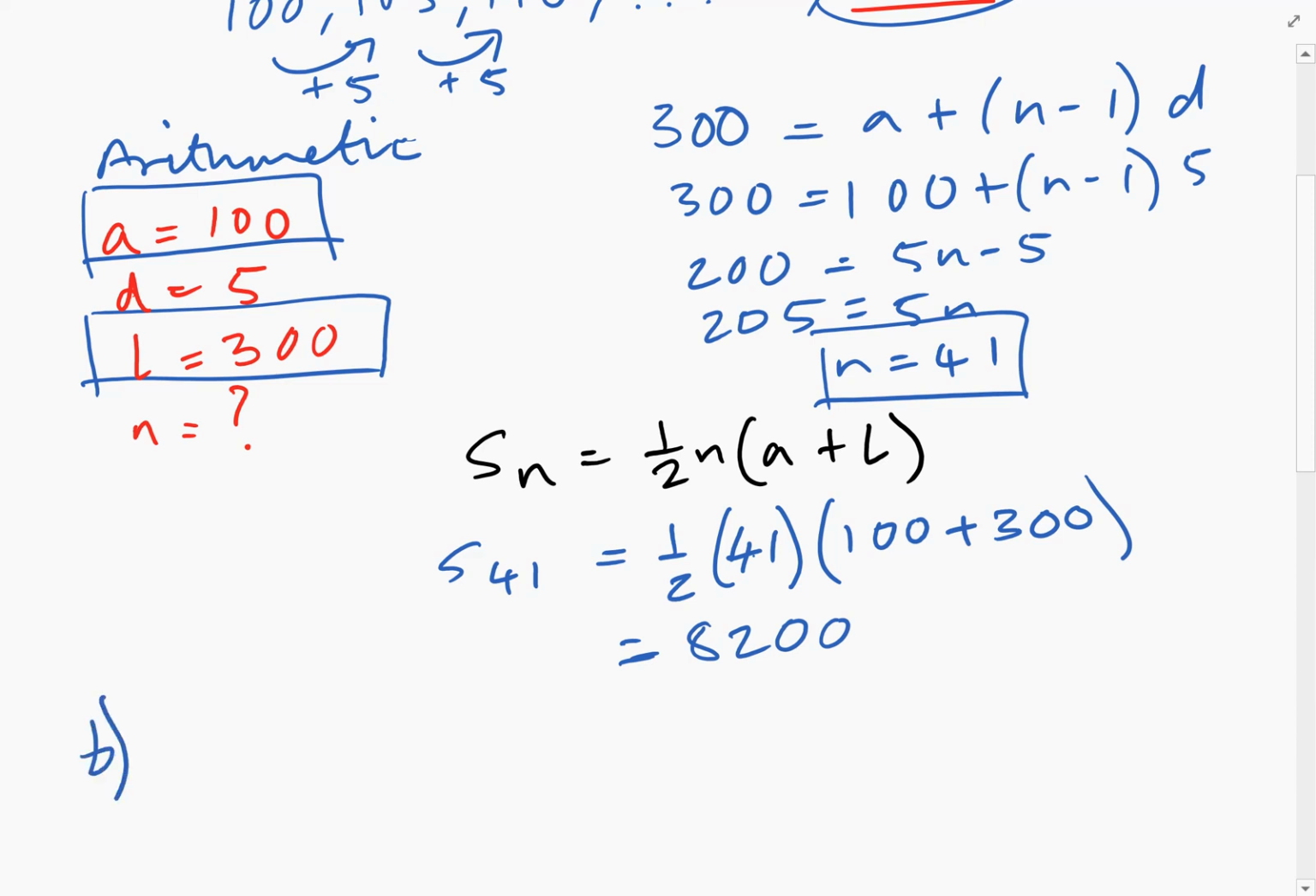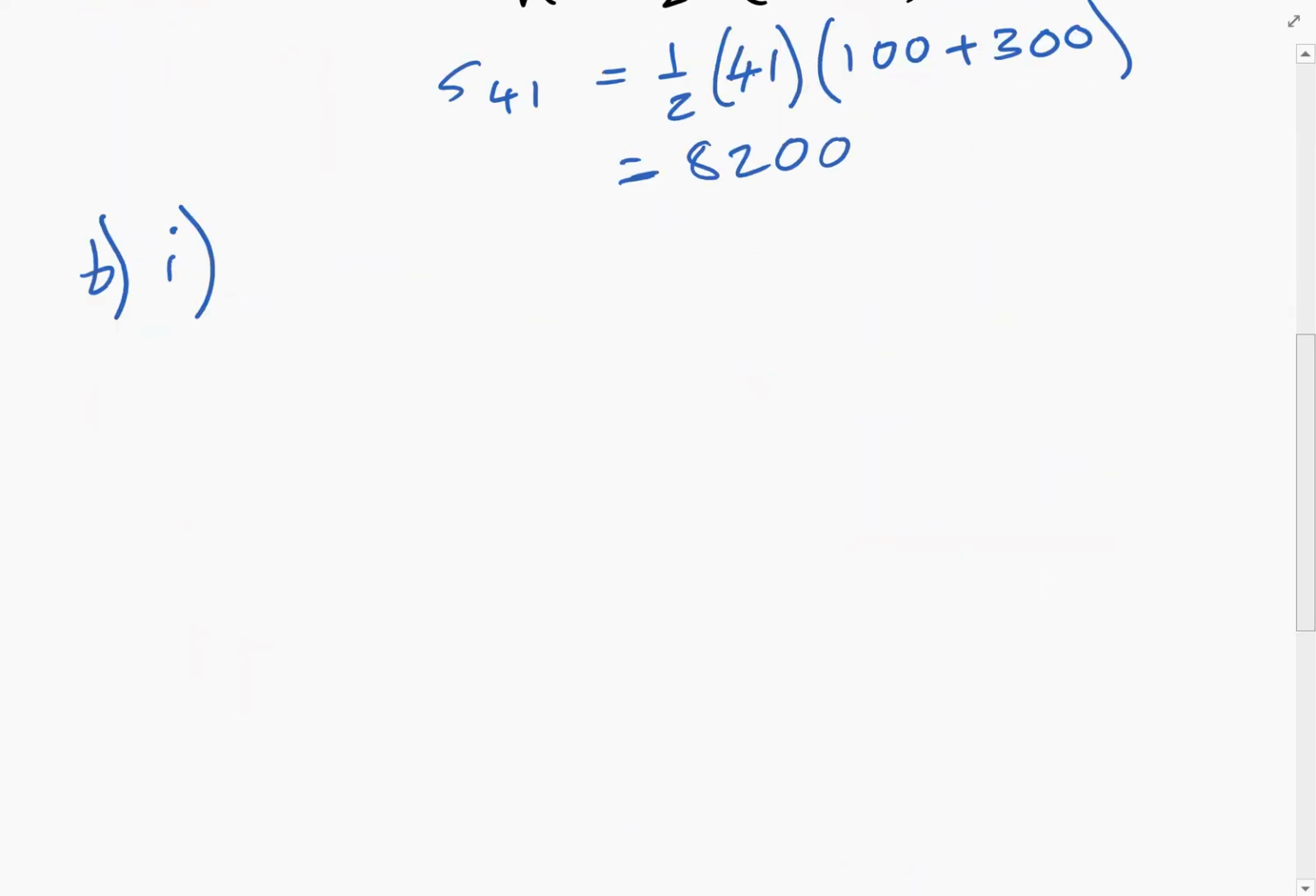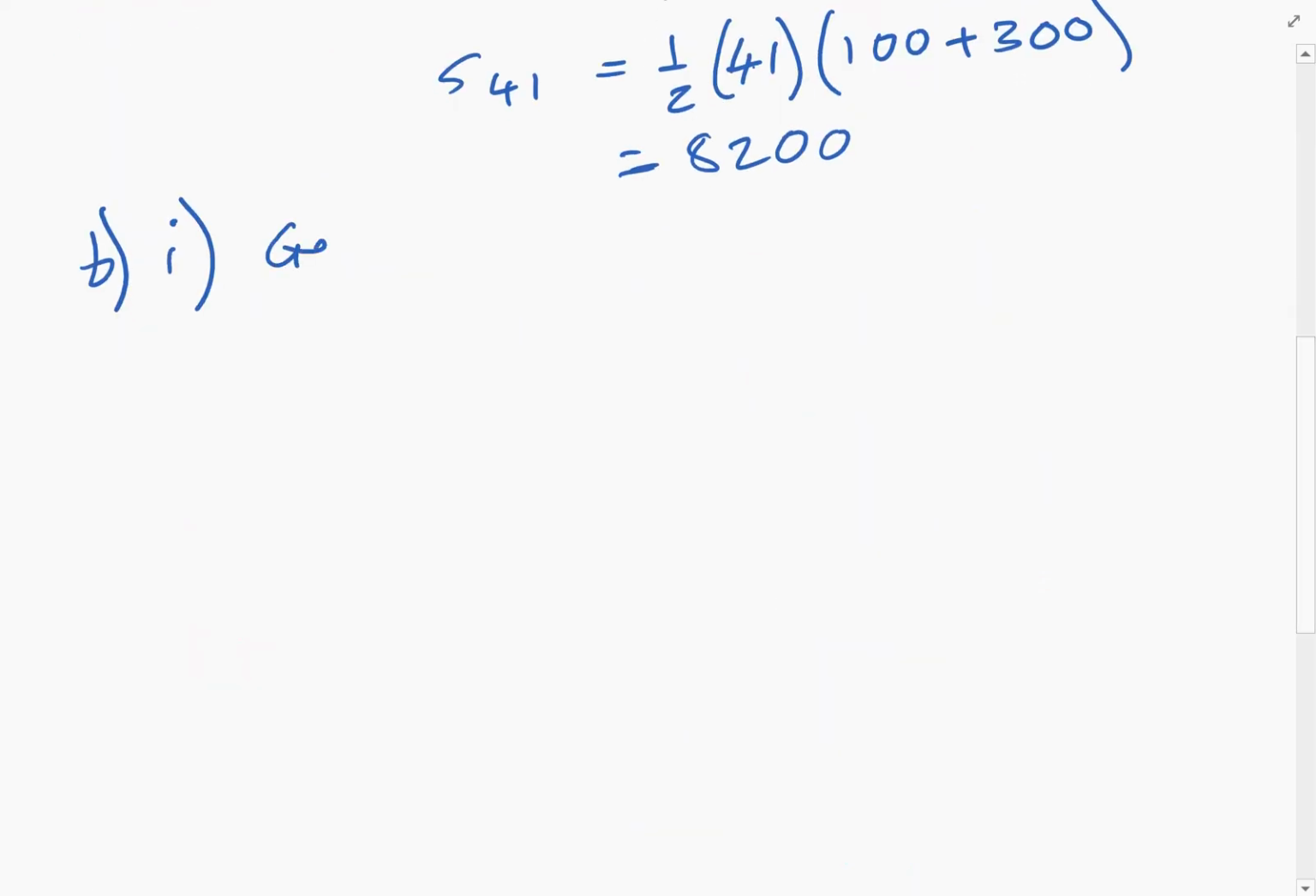Part B, well, B part 1, it does say it's geometric in the question. So it's geometric progression, geometric sequence, common ratio. So r is minus 2/3, and the sum of the first 3 terms is 35. Okay, so I would write that information down. Let's do it down here. So it's geometric. We know that r is minus 2/3. We know that the sum of the first 3 terms is 35.